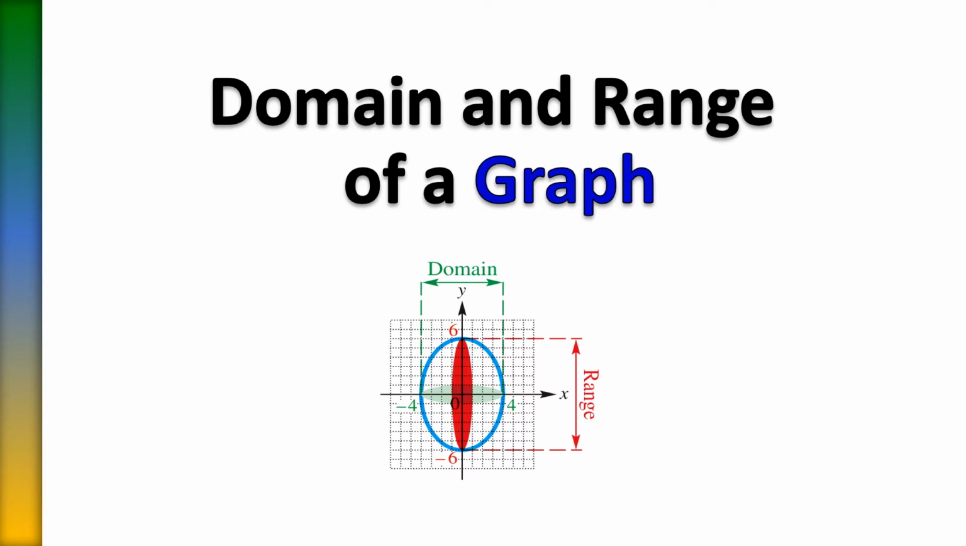The range, on the other hand, is how much this circle extends vertically, how much it extends up and how much it extends down. So this graph, its lowest point is at -6. The highest point is at 6. So therefore the range would be from -6 to 6. And when we write the range, we write them from least to greatest. So let's do some examples.